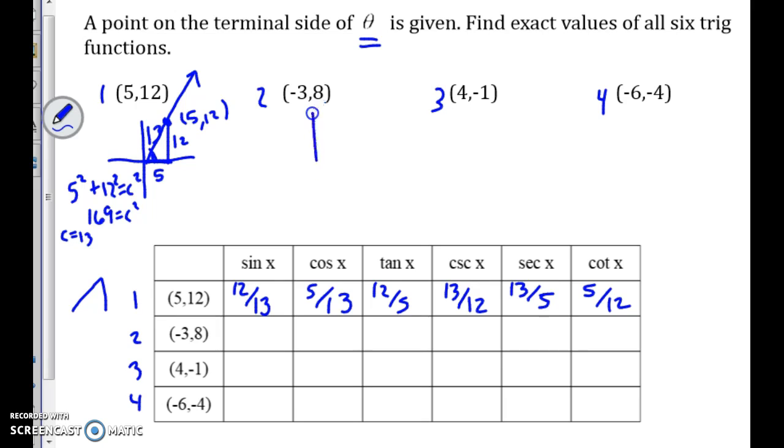Let's try this one. Now the difference here is negative 3, 8. That's 3 to the left and 8 up. That would be somewhere around there. So here's the point, negative 3, 8. The terminal side of the angle goes through that point. From this point, come down always to the x-axis. So this value is negative 3, and this value is 8.